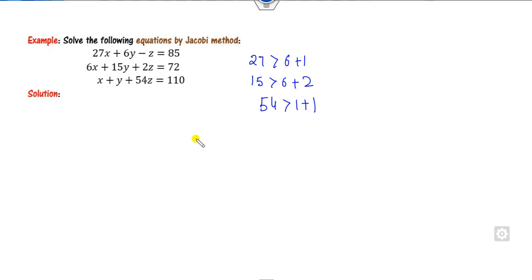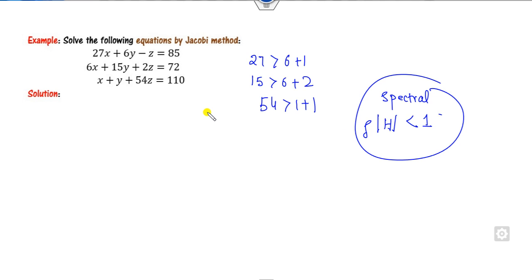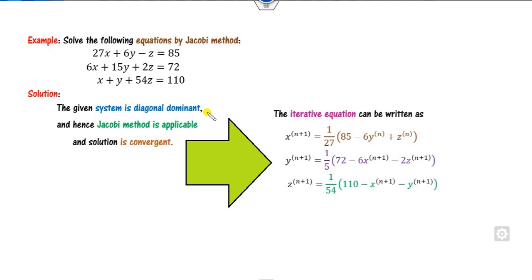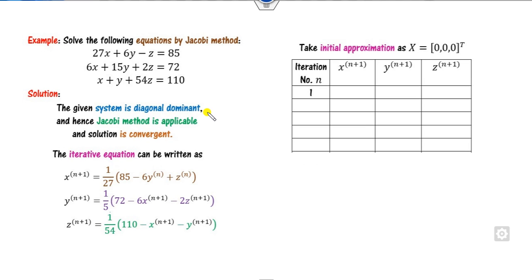If still it is not diagonally dominant, then you have to find the spectral radius. Fine. If the spectral radius of the matrix H is less than 1, then you can say the Jacobi method will converge. Now in this case it's convergent. So we can take the value of x from the first, y from the second, and z from the third. So take any of the initial vectors, say this.